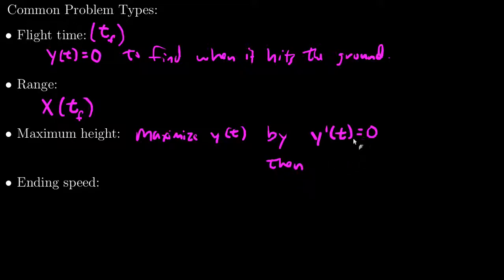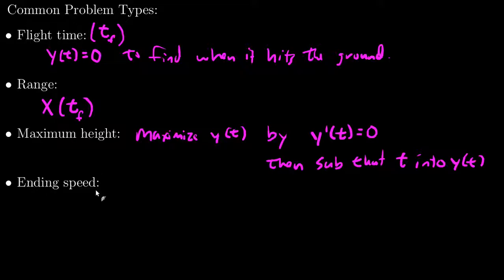Then this will tell me the time that it gets to the maximum height. So then you substitute that t, not that y, sorry, that t, into the height function, because this t will be the time to the maximum height. To find out what that height is, I put it into y.